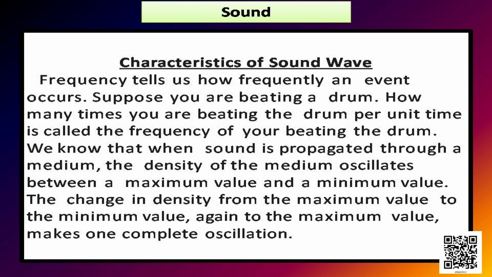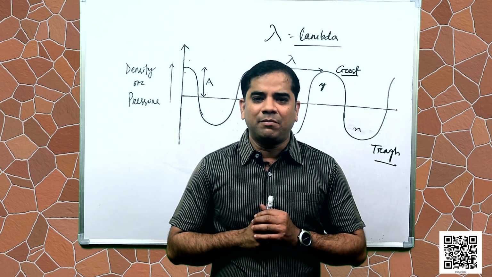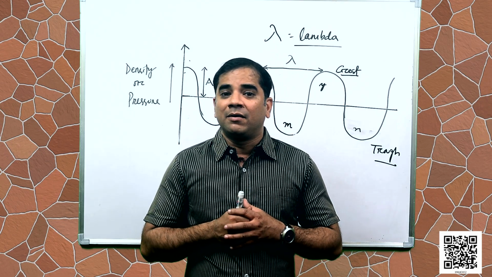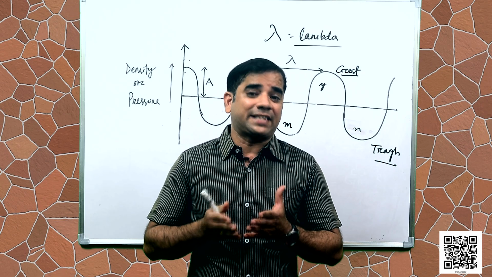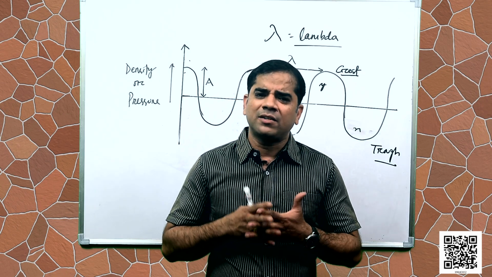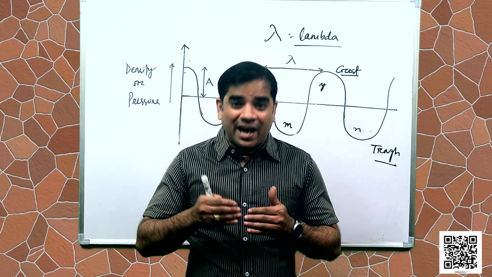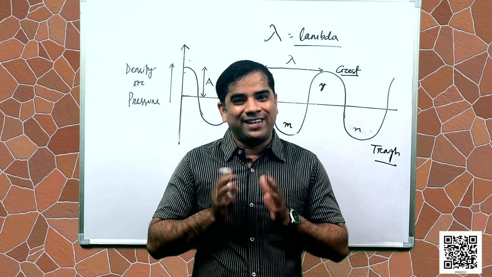Students, frequency tells us how frequently an event occurs. Suppose you are beating a drum, dum dum dum dum. How many times you are beating the drum per unit time is called the frequency of your beating the drum. Suppose I beat the drum 20 times per unit time, so my frequency is 20. But you can beat the same drum 30 times per unit time, so your frequency will be 30. As simple as that. It is the number of times an event occurs per unit time.